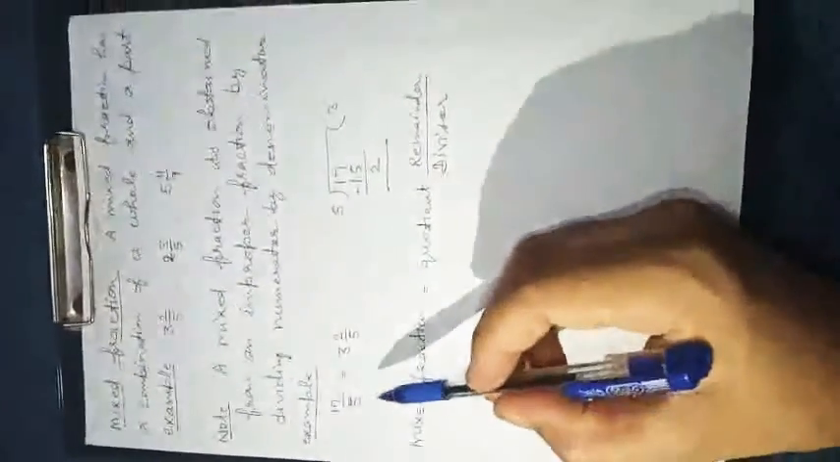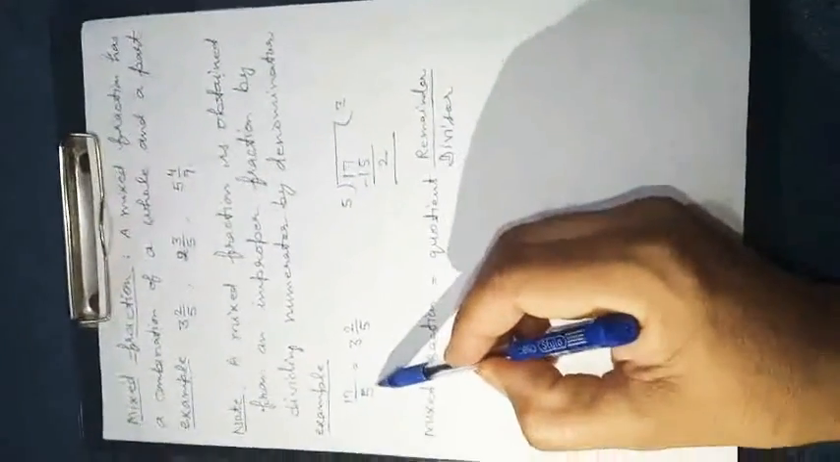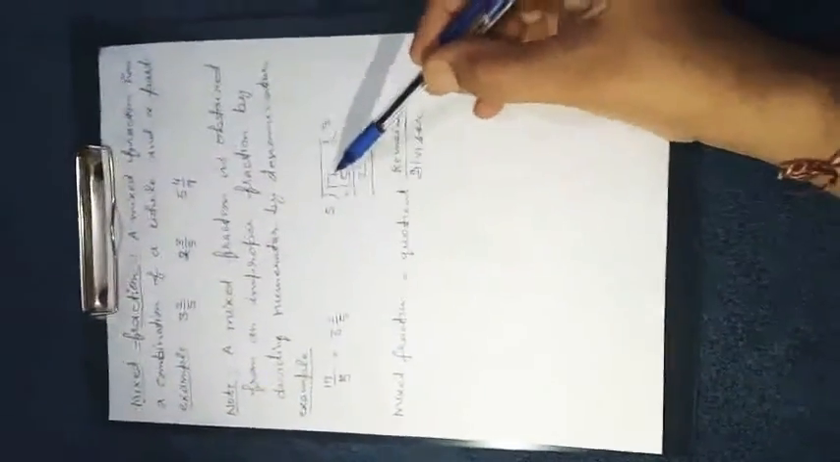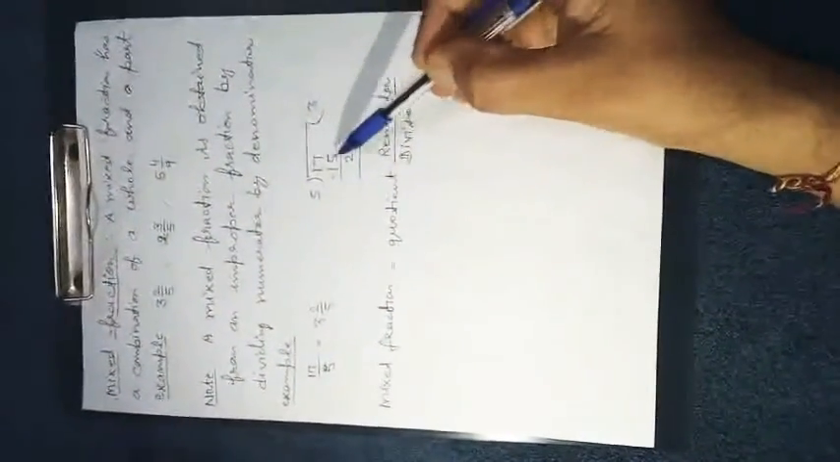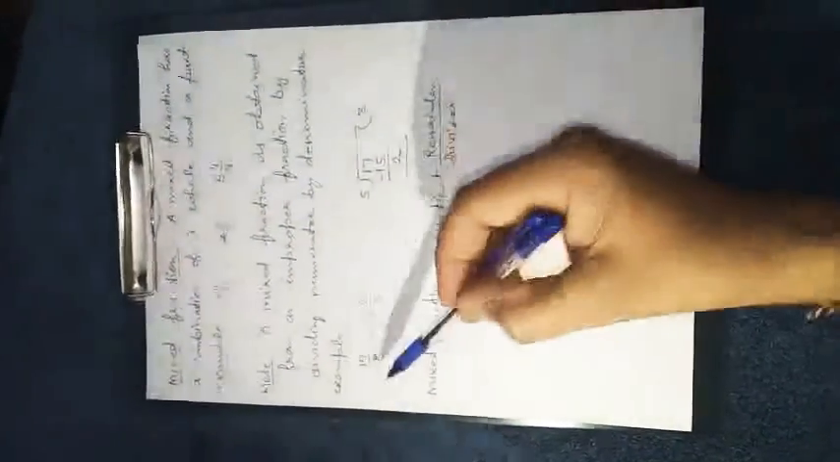Let us see how it takes place. The example is 17 upon 5, which is an improper fraction because the numerator is greater than the denominator. So let's convert it into a mixed fraction. First of all, we divide 17 by 5. 5 threes are 15. Here the remainder is 2. So let's write this fraction as a mixed fraction.